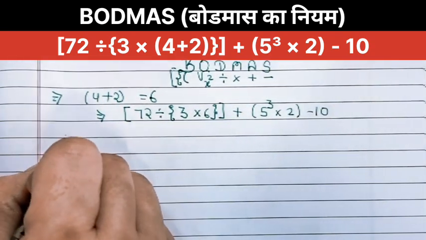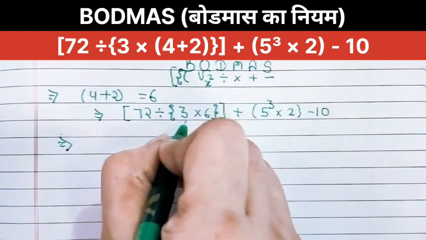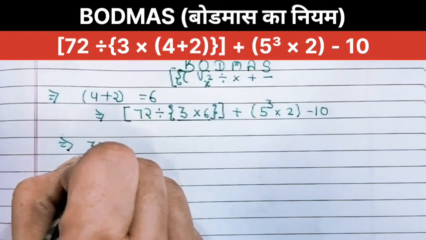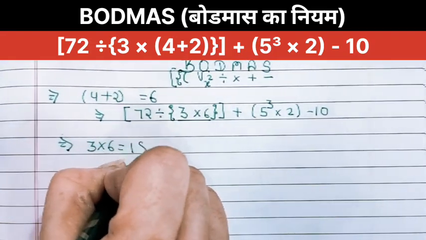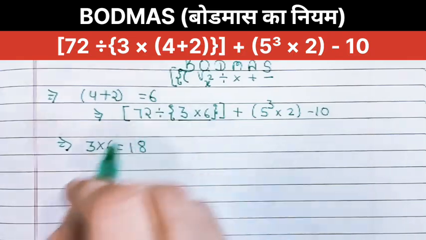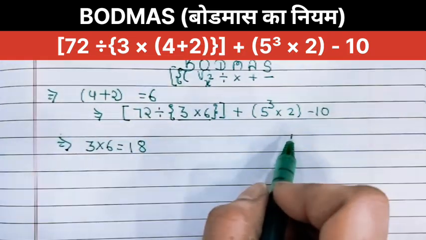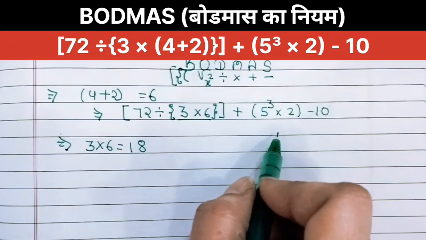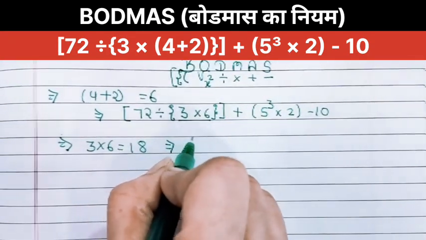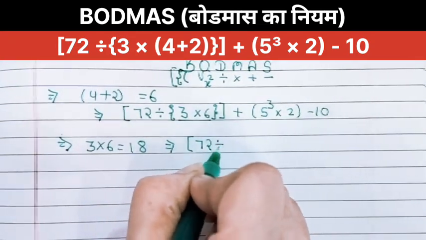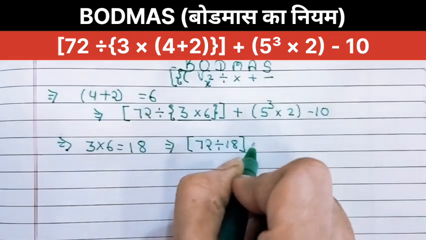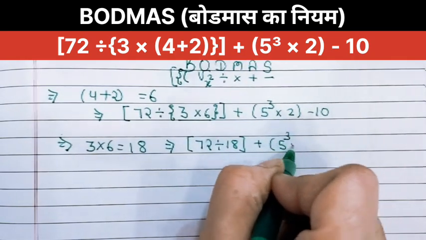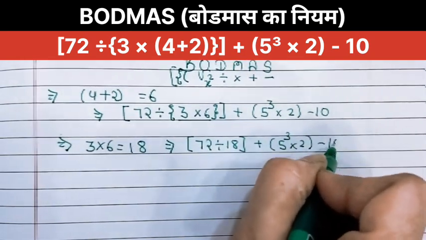Now move to the second step, solve the curly braces. There is a curly braces 3 multiplied by 6 equals to 18. According to this step, after clearing the round brackets, we move outward to the curly braces to simplify the term inside the main square bracket. So now the current expression becomes 72 divided by 18 and then plus 5 cube multiplied by 2 minus 10.